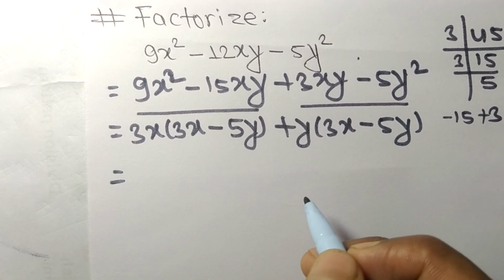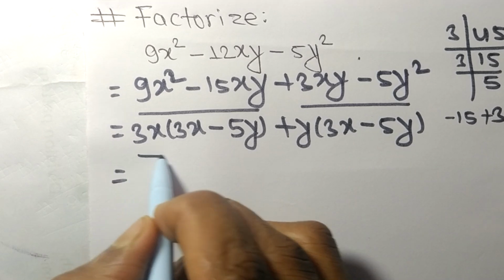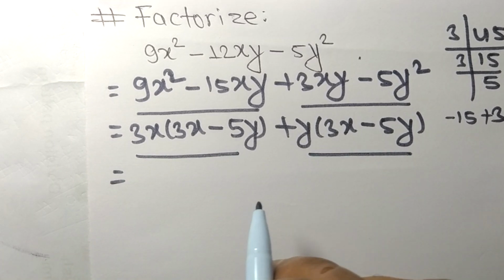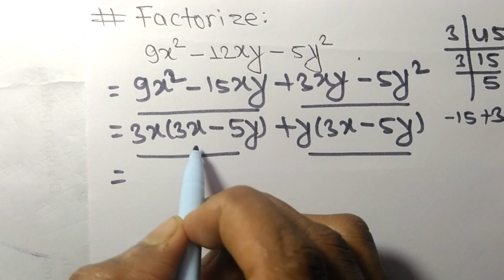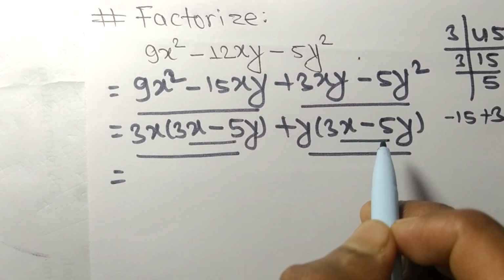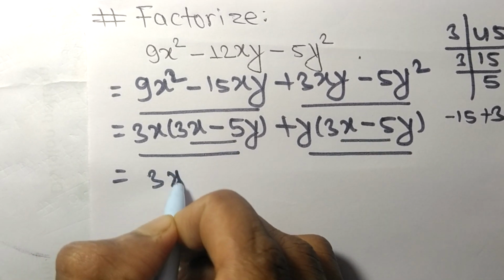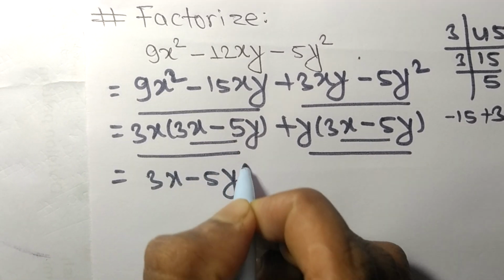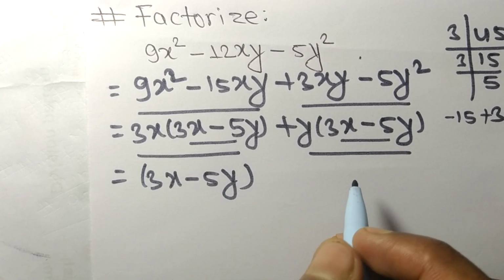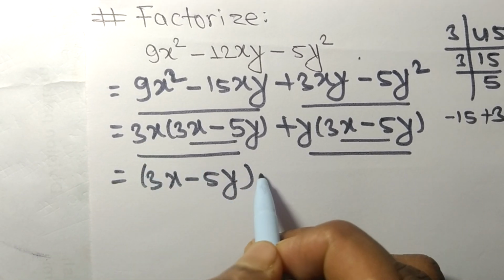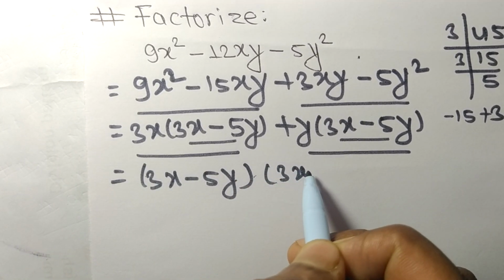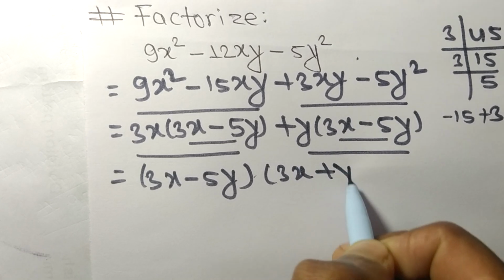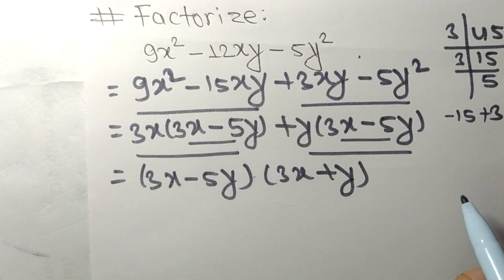So now we again find the common factor in the first and last expression. So both contain 3x minus 5y. So 3x minus 5y is common, and remaining in the first part is 3x, and in the last, plus y. So this much for today and thanks for watching.